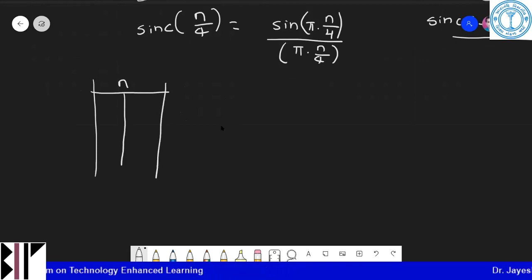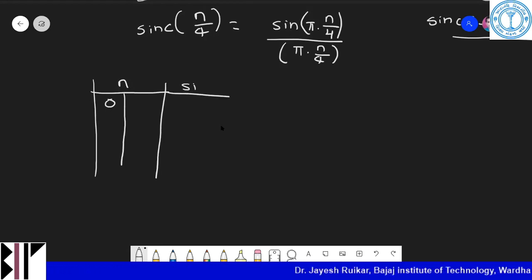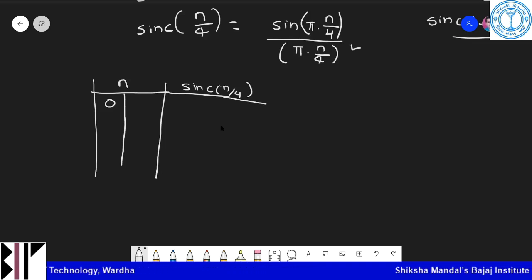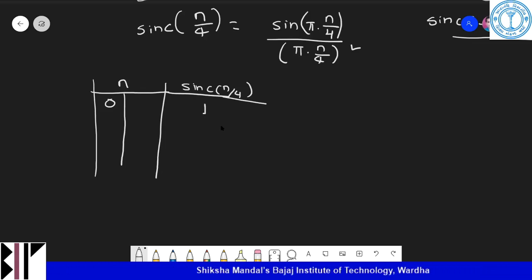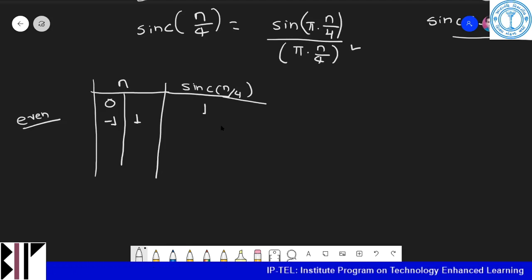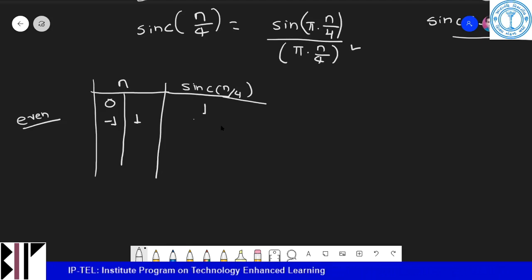Let us put n equal to 0 first. So when you put n equal to 0 in this expression, sinc of n by 4 will be equal to 1, because of the sinusoidal function. Then when you put n equal to +1 or -1, as sinc is an even signal, the +1 and -1 values will be the same. So you have to calculate its value. Its value is equal to 0.9.